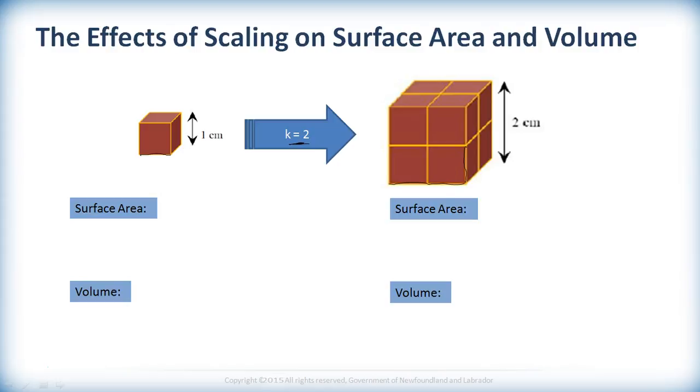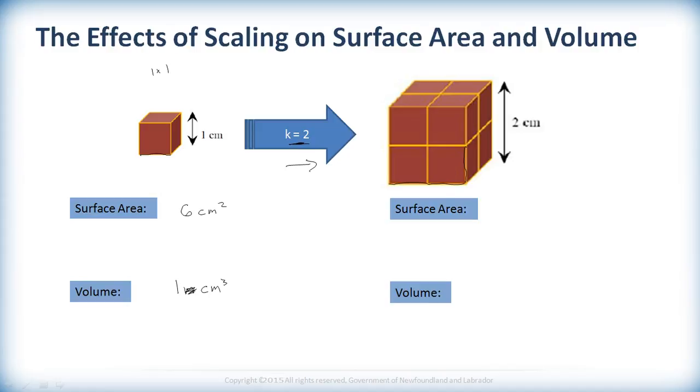For the surface area, all of our surfaces were 1 by 1 to start with. So they all had an area of 1, and there were 6 of them. That gave us 6 square centimeters for our original surface area. For the volume, length by width by height gives us volume, and since they're all 1, our original volume is 1 cubic centimeter. Okay, scale it up by 2 and see what happens.